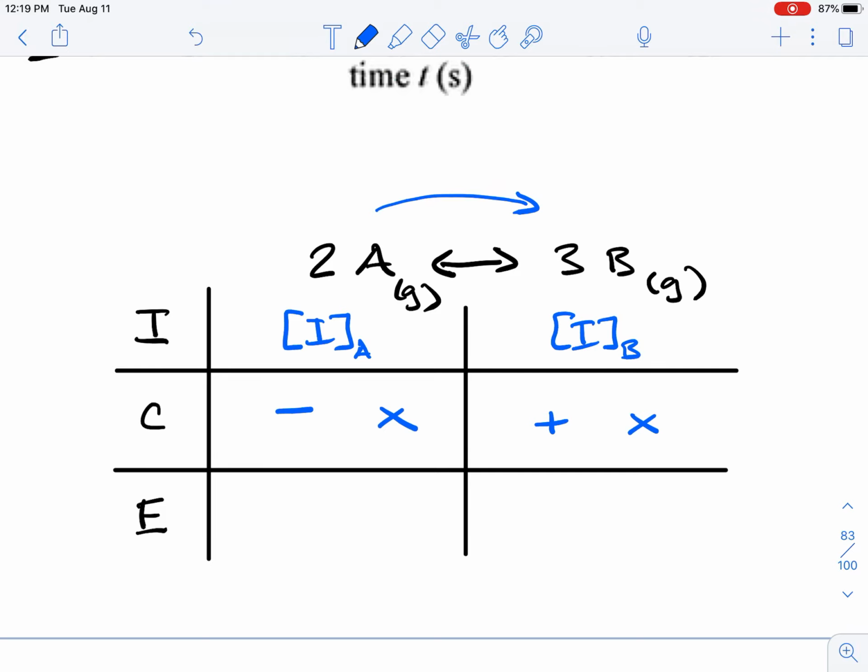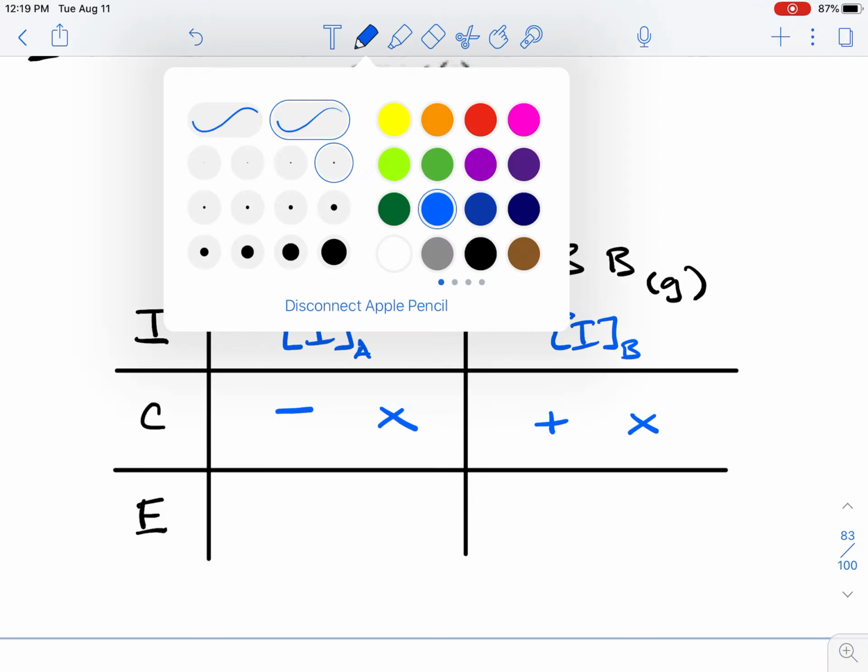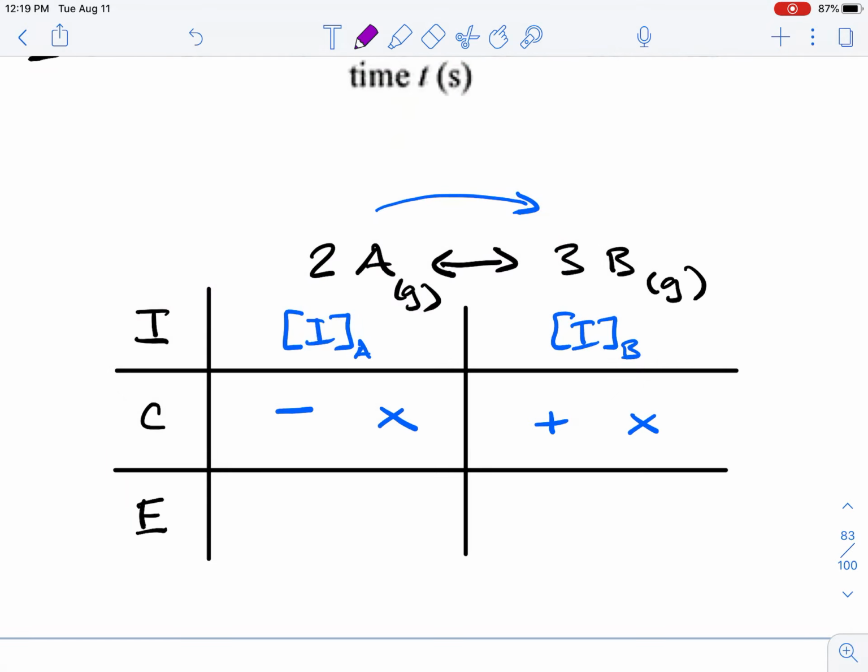And so what's really important here is for you guys to make sure that the stoichiometry between reactants and products is represented in the change. It's not enough to just say minus X, plus X. We need to involve the stoichiometry between these two substances. So here in this case, it's going to be minus 2X and then plus 3X.